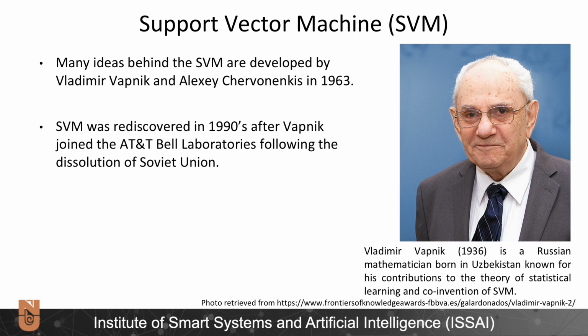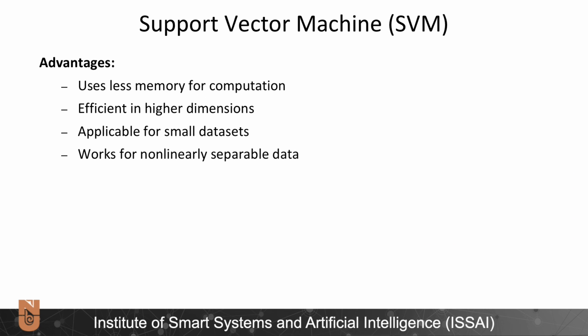Many ideas behind the SVM were developed by Vladimir Vapnik and Alexei Chervonenkis in 1963. Vladimir Vapnik is a Russian mathematician who is known for his contributions to the theory of statistical learning and the co-invention of SVM. SVM was rediscovered in the 1990s after Vapnik joined the AT&T Bell Laboratories following the dissolution of the Soviet Union.